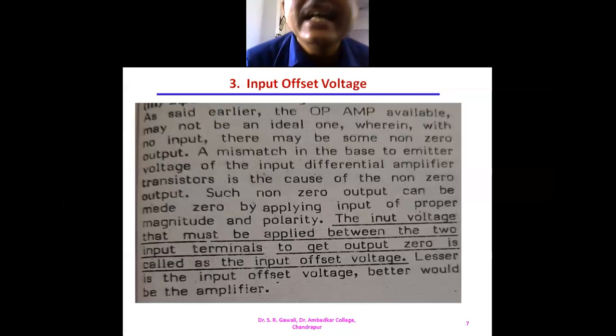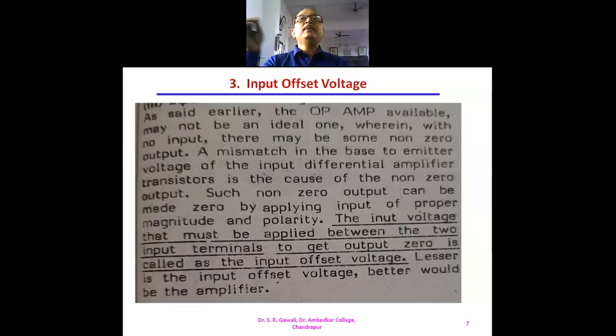So as said earlier, the operational amplifier available may not be the ideal one. जो भी ऑपरेशनल एम्पलीफायर अवेलेबल है मार्केट में, वो सभी ऑपरेशनल एम्पलीफायर आइडियल ऑपरेशनल एम्पलीफायर नहीं है, wherein with no input there should be the non-zero output. यदि इनपुट अपन ने अप्लाई नहीं किया ऑपरेशनल एम्पलीफायर को तो आउटपुट अपने को मिलना नहीं चाहिए. क्या होना चाहिए? इनपुट यदि अप्लाई नहीं किया तो आउटपुट ये मिलना नहीं चाहिए.